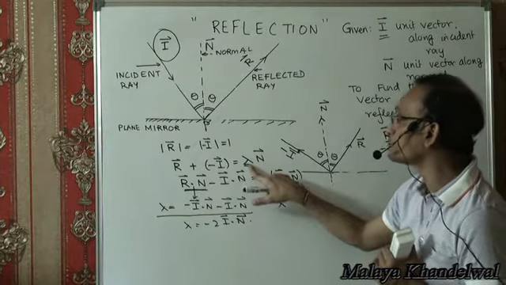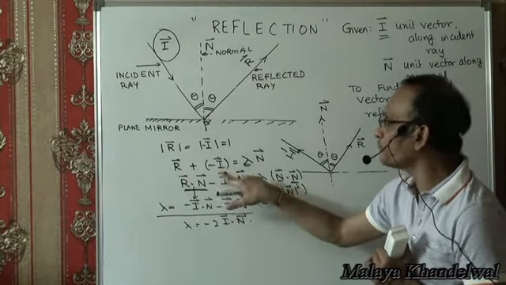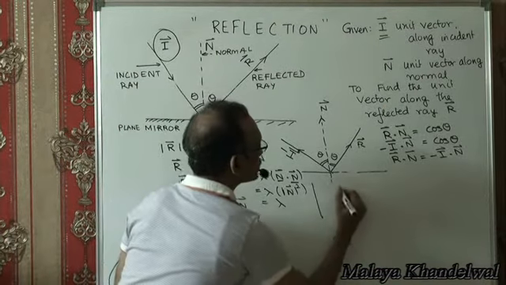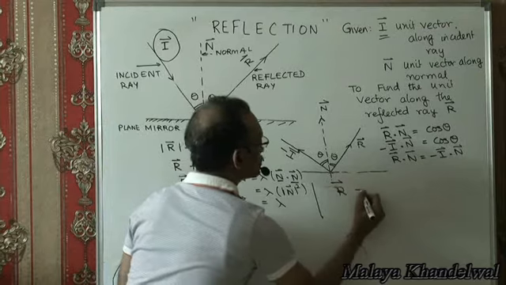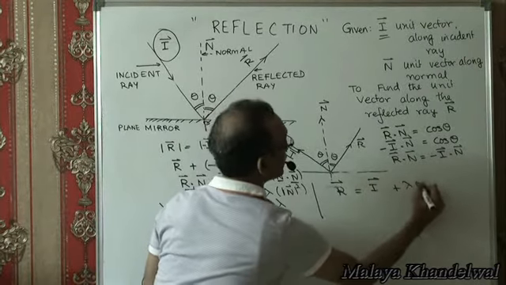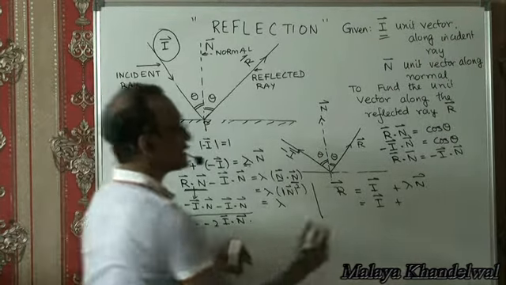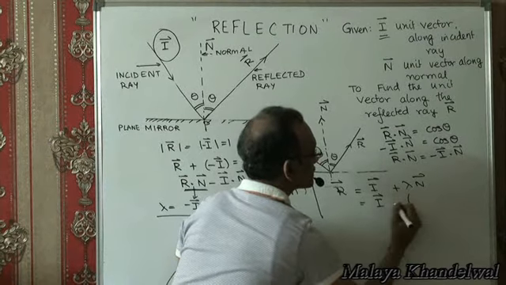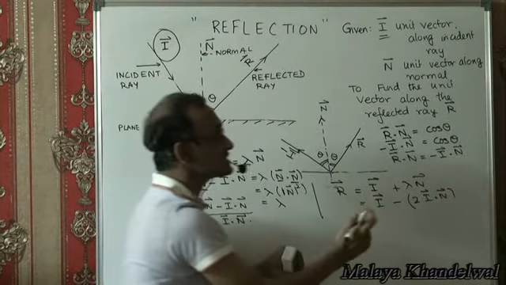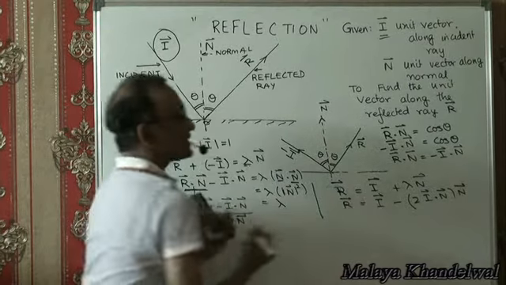So once I know lambda, I can plug the value of lambda into this equation and obtain R. R would be I plus lambda N. So here I obtain R equal to I plus lambda N. So I is this, and lambda we have obtained as minus twice I dot N. So minus twice I dot N, which is a scalar, into N, which is a vector. That's what we get. So the reflected ray is given by this.